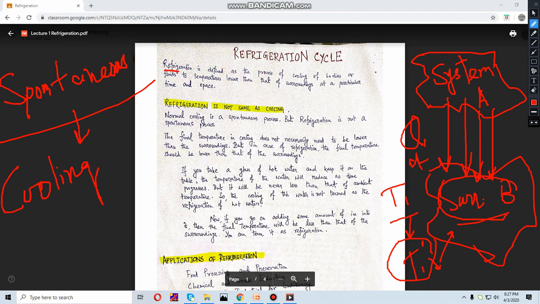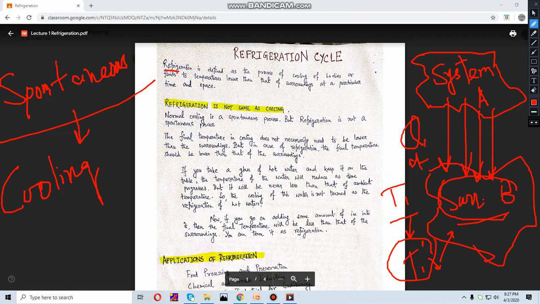Cooling is a spontaneous process, but refrigeration is not. Refrigeration has to be performed and can be achieved only when we apply some amount of external energy in the form of work. Until and unless you apply some work externally, there is no refrigeration effect. So what is the basic difference between cooling and refrigeration?